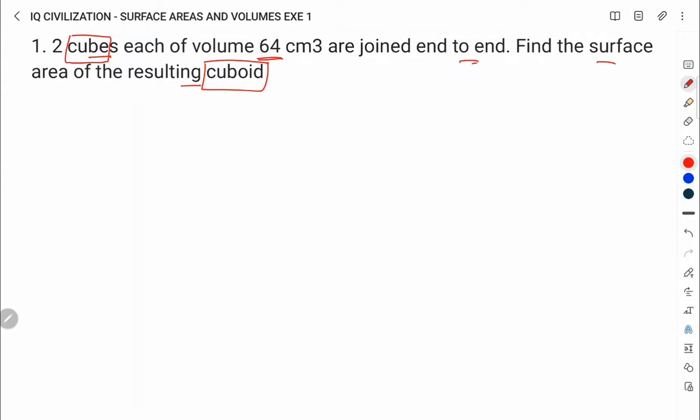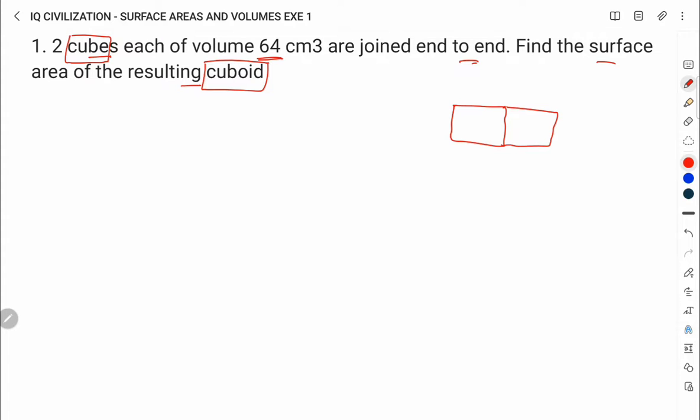For this kind of question in mensuration, first understand what the keywords given in the question are. Half of the question will be dummy. So here I will first draw a diagram. I have a cube, another cube, and I have joined both.